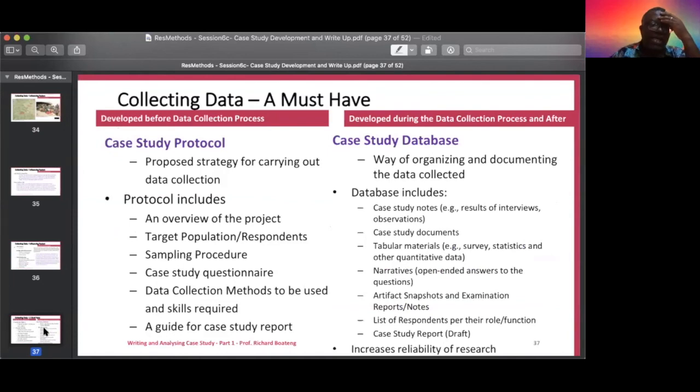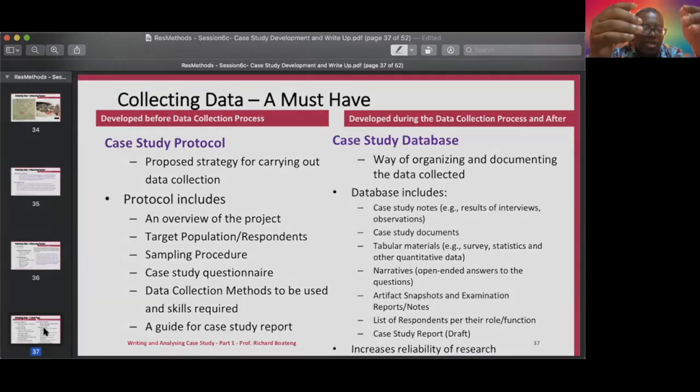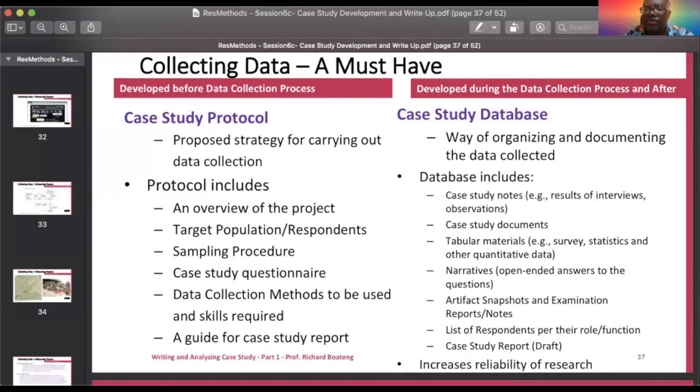And then the process you are going to go through in carrying out the case study. So an overview of the project, the population or target respondents, the response procedure, the questionnaire, the artifact snapshots that you took on the field, and then you also have the list of respondents and the case study report, draft one. Thank you very much, slide 37.